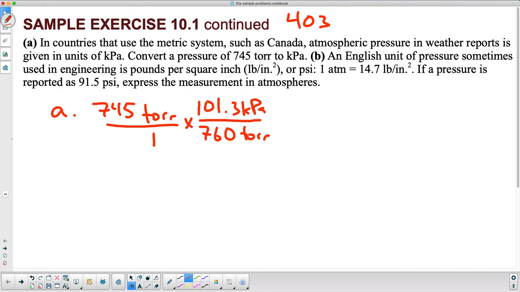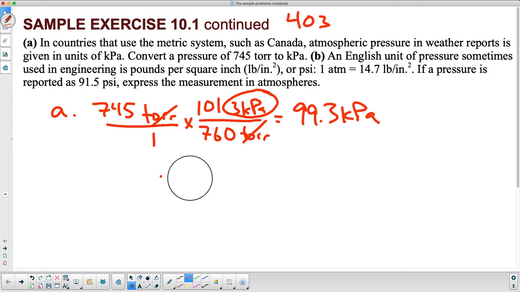So what we're going to have to do then is divide by 760 and multiply by 101.3. What that gives us then is 99.3 kPa. All right? So that means my torr cancels with torr, and what I'm left with then is kPa. So I multiply the two on top and divide by the one on the bottom. That's it, just a simple conversion.